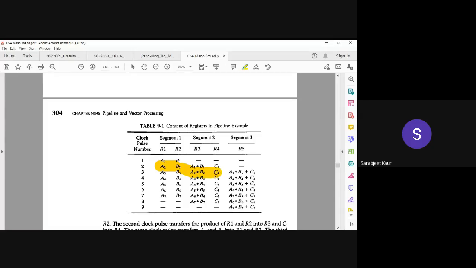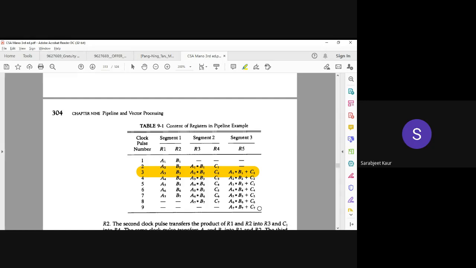They move here, yes or no, right? And these R1, R2 become empty. So I admit A3, B3 here, right? So from the third stage onwards, please see, from the third cycle onwards, I will start getting a result at each clock cycle. Can you see the benefit?